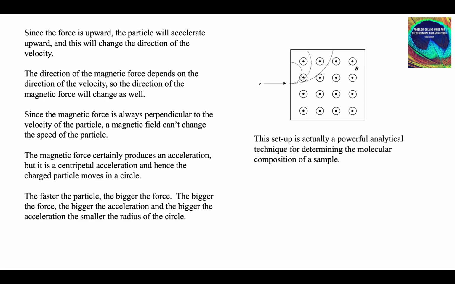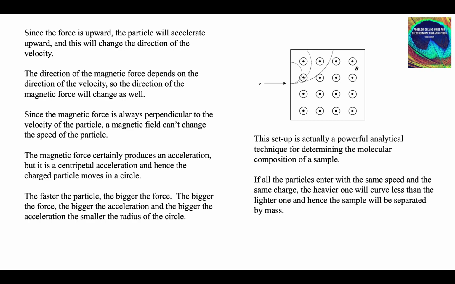This is a powerful technique for determining the molecular composition of a sample, because you can separate the particles by mass if you can shoot them in all at the same speed. If they enter at the same speed, the heavier one will curve less, and the lighter one will curve a lot. This is an instrument called a mass spectrometer. Mass spec. It separates the ions by their mass.